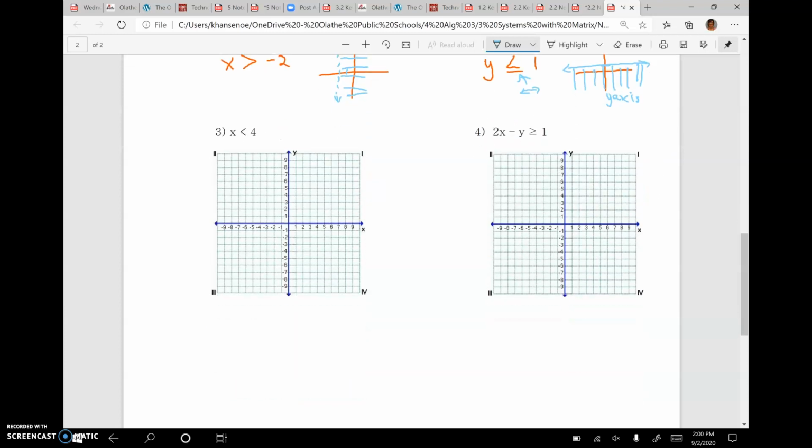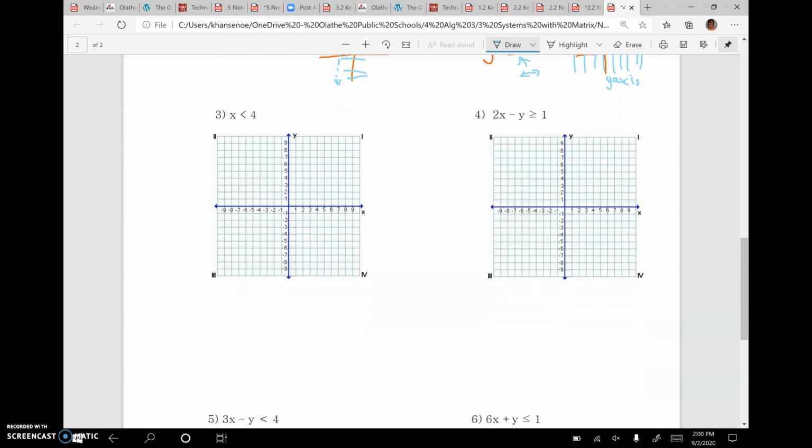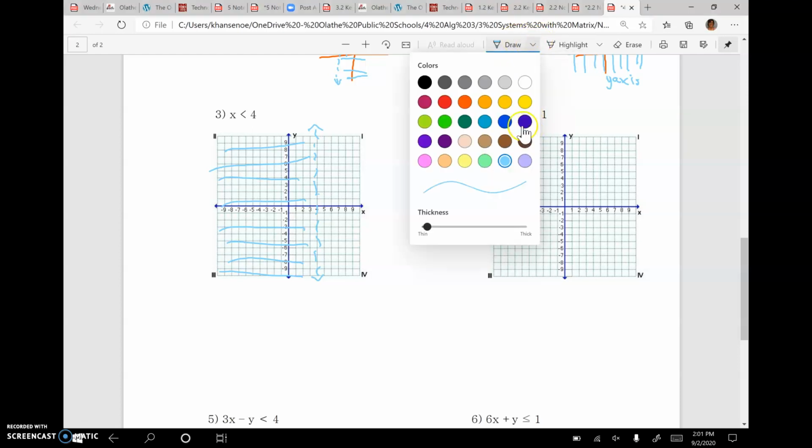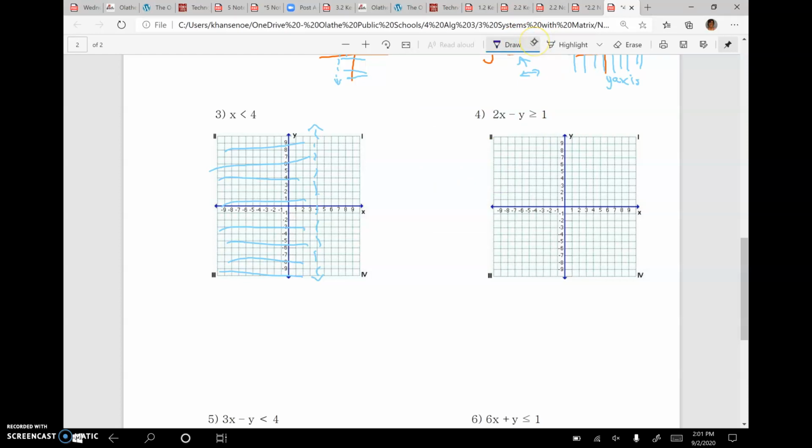I am actually not going to work number 3 for you. I'm going to pause. I'm going to have the answer for you, and then we'll come back. That is what your problem should look like on that one. Now, on this problem right here, it is not solved for y, so I need to solve for y. So I'm going to go down here at the bottom, and I'm going to write 2x minus y is greater than or equal to 1.